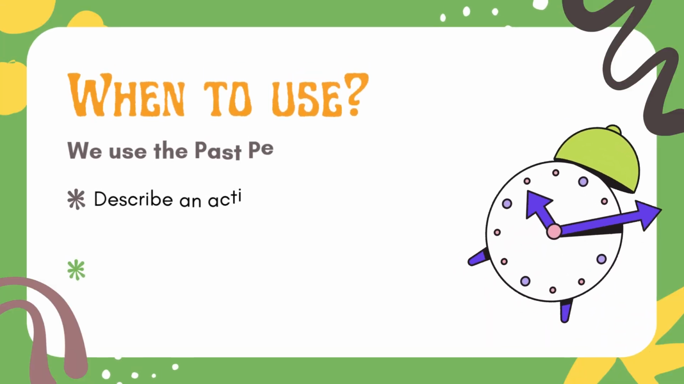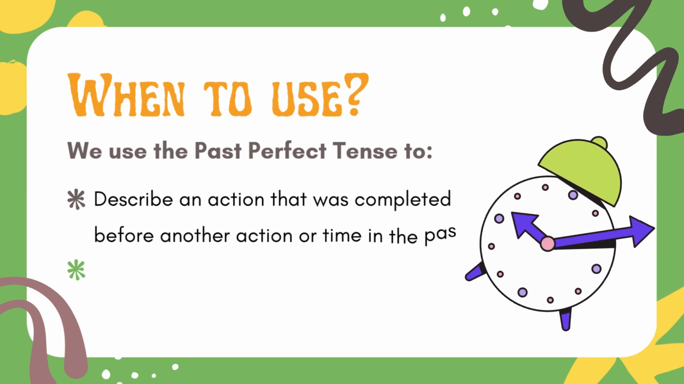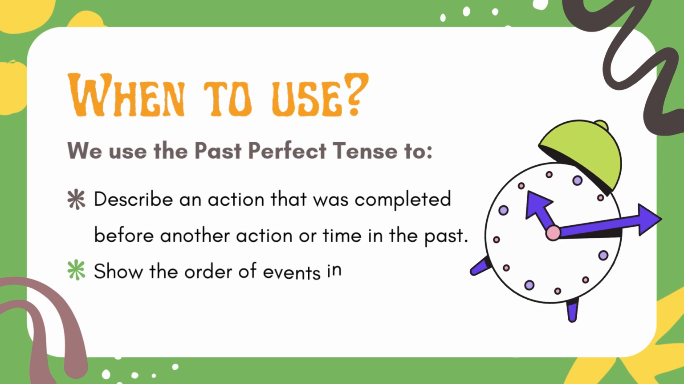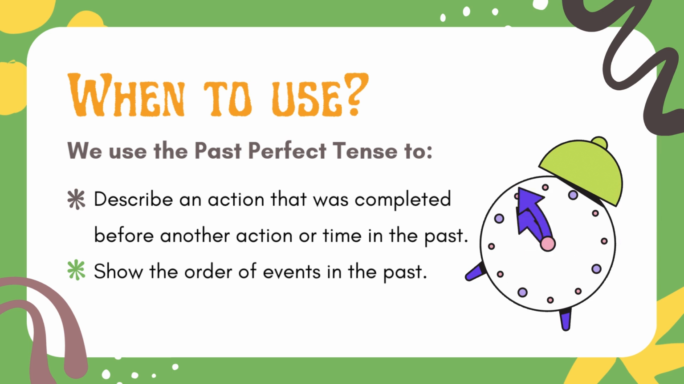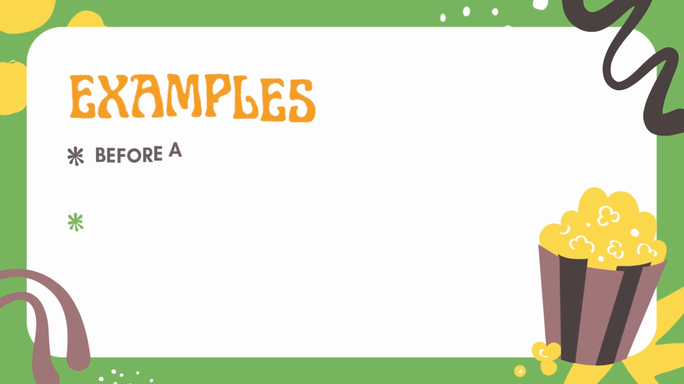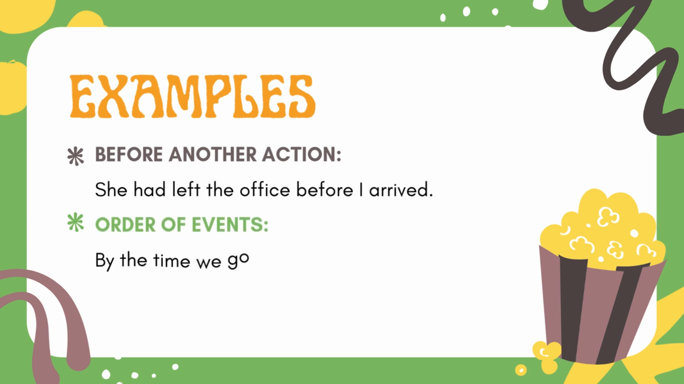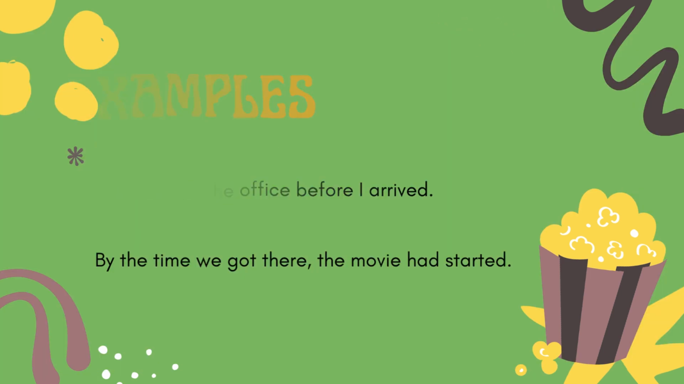We use the past perfect tense to describe an action that was completed before another action or time in the past, or to show the order of events in the past. Here are some examples of before another action. She had left the office before I arrived. An example of order of events: by the time we got there, the movie had started.